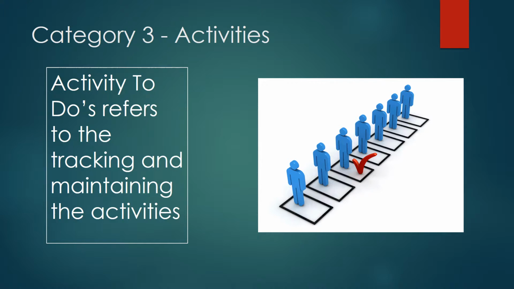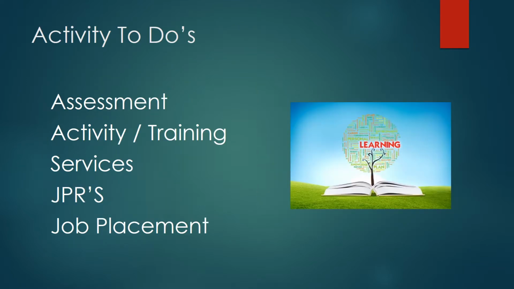Activity to-dos refer to the tracking and maintenance of ongoing activities for cases within a caseload. This category would include to-dos related to supportive services, training and activities, job placement, follow-up, job participation, and also assessments. Let's dig a little deeper into the activity to-dos, as these are the ones that most often appear and require the most action.